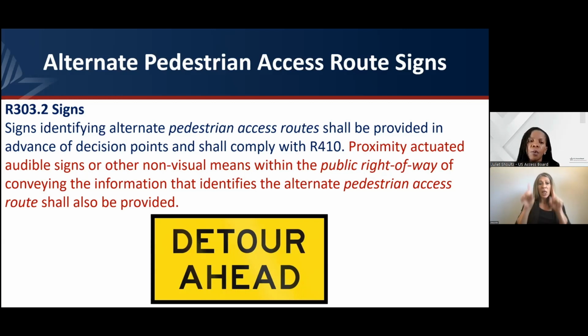The signs are intended to provide clarity to pedestrians with low vision or who are blind, information as to where the alternate pedestrian access route is located.